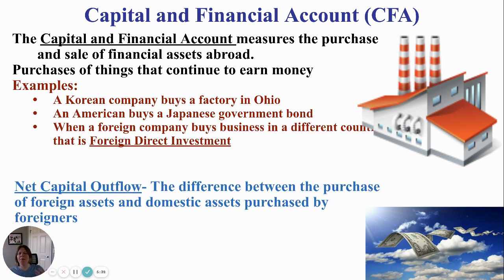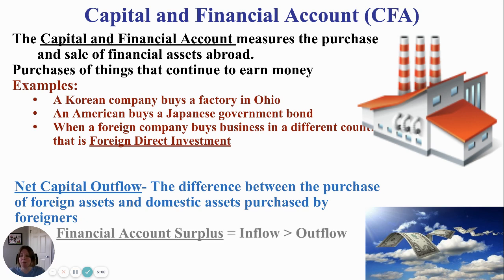When a foreign company buys a business in a different country, we call that foreign direct investment. And so we have what we call net capital outflow. By capital, they're referring to financial capital, not the tools and machinery we're usually referring to when we talk about capital. It's the difference between the purchase of foreign assets and domestic assets purchased by foreigners.